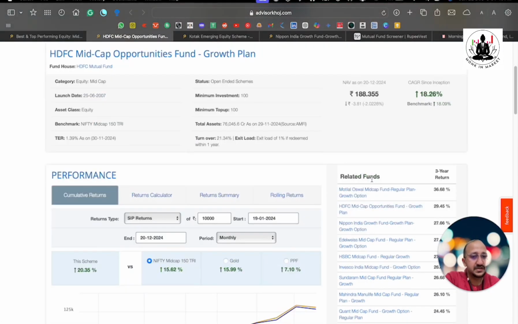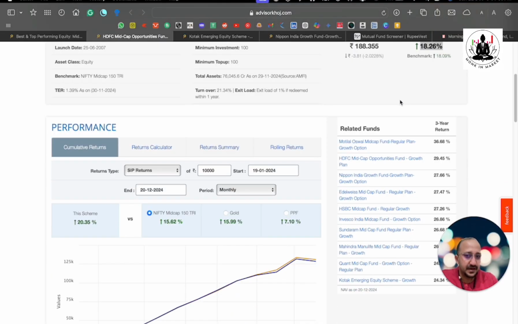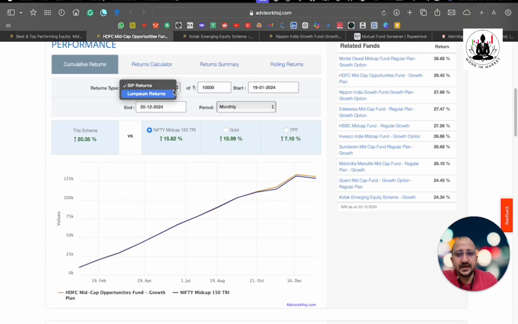Exit load we had already discussed, and NAV and CAGR. This CAGR since its inception means every year, on an average, 18% return you have received. I hope this is clear. Now, we can invest in SIP and lump sum. This we had already discussed in the previous class.